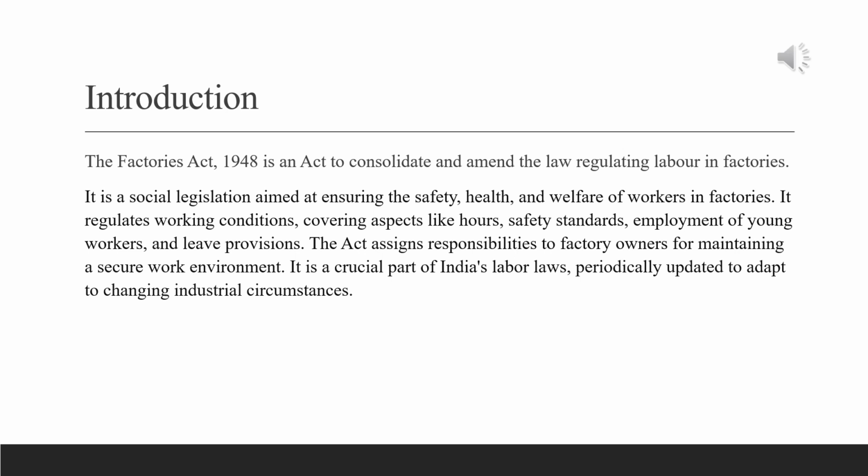So the Factories Act 1948 was enacted in order to amend the laws regulating labor in factories. It is basically a social legislation which aims to ensure the safety, health, welfare of workers working in the factories. It regulates the working condition, covers aspects like fixed working hours, safety standards, employment of young workers, and leave provisions. This act assigns responsibility to factory owners for maintaining a secure working environment for these people.